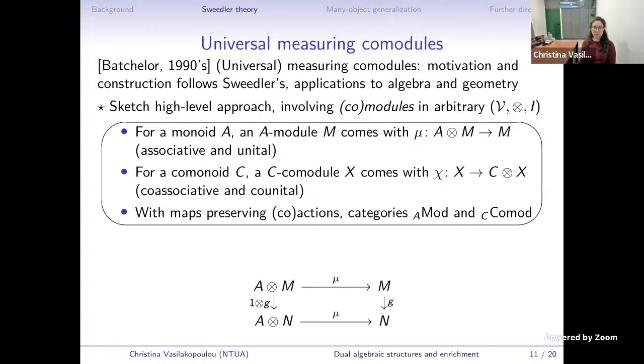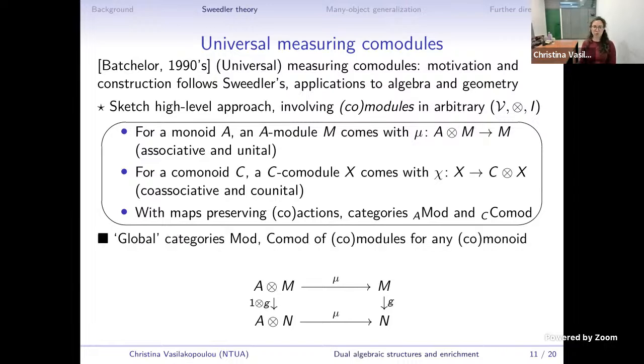And these are the maps between them that we see are well behaved with respect, for example, to the action. But what we are interested in here is some sort of global category of modules and comodules. And what I mean by global is that I do not want to restrict specifically to a fixed monoid or a fixed comonoid, and I want to view those objects equally well for every monoid and every comonoid out there.